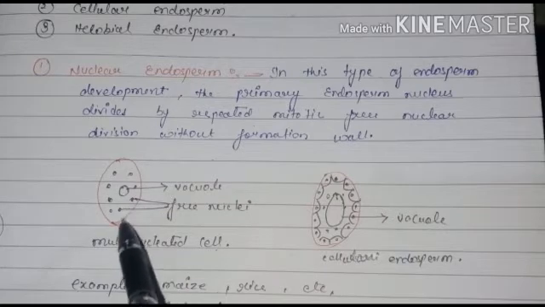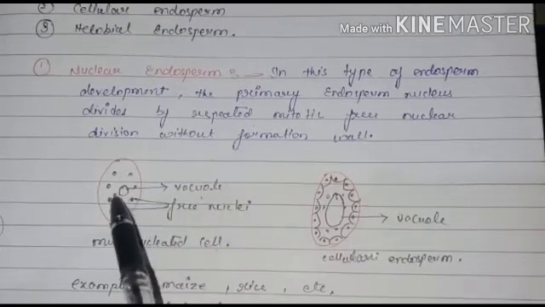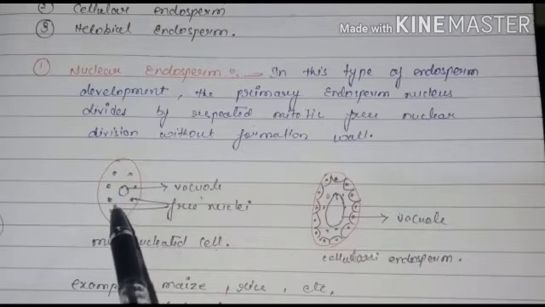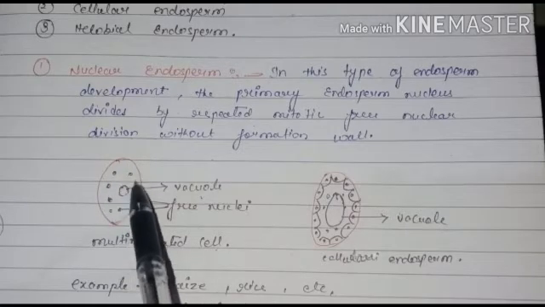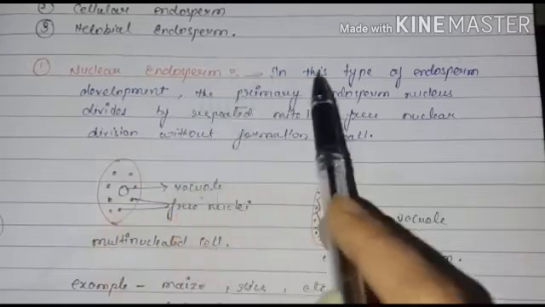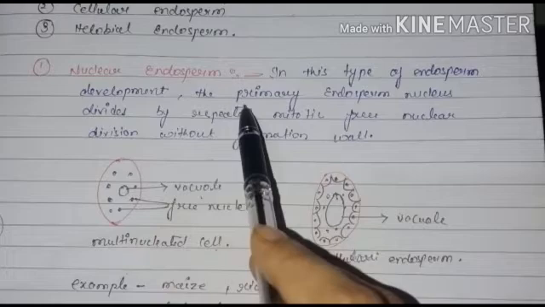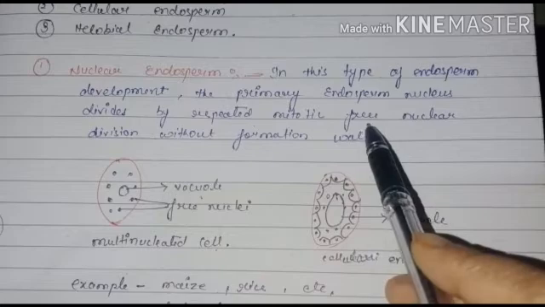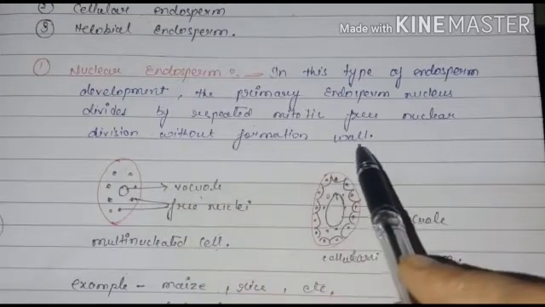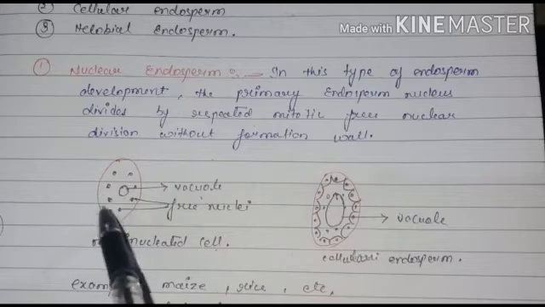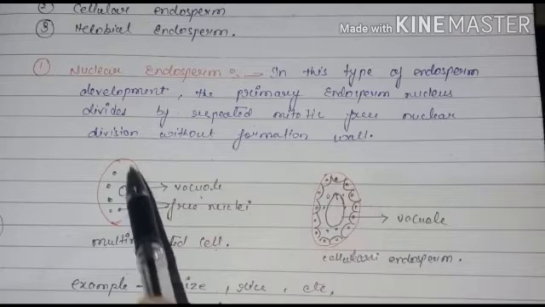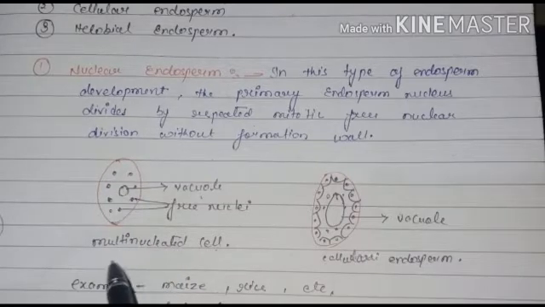Cytokinesis does not occur. In the middle a vacuole is formed, and this vacuole helps push all the free nuclei to the peripheral side. So what is nuclear endosperm? In this type of endosperm development, the primary endosperm nucleus divides by repeated mitotic free nuclear division without formation of wall. There is no wall formation, only nuclear division, that is only the karyokinesis process occurs. So one cell forms a multinucleated cell.